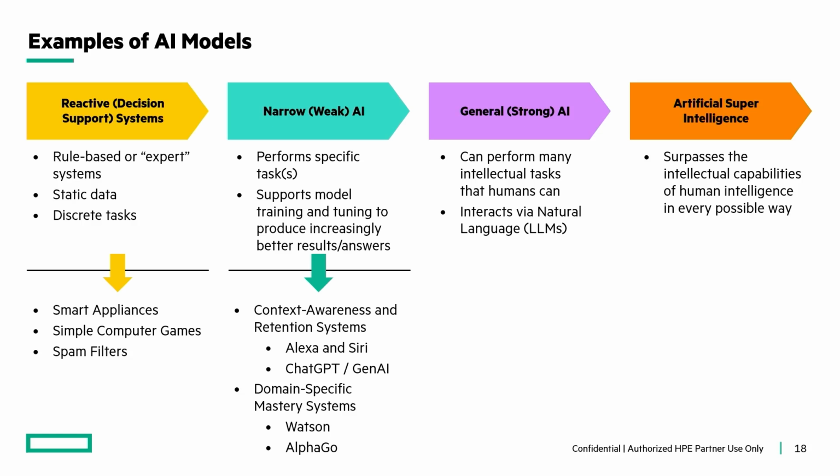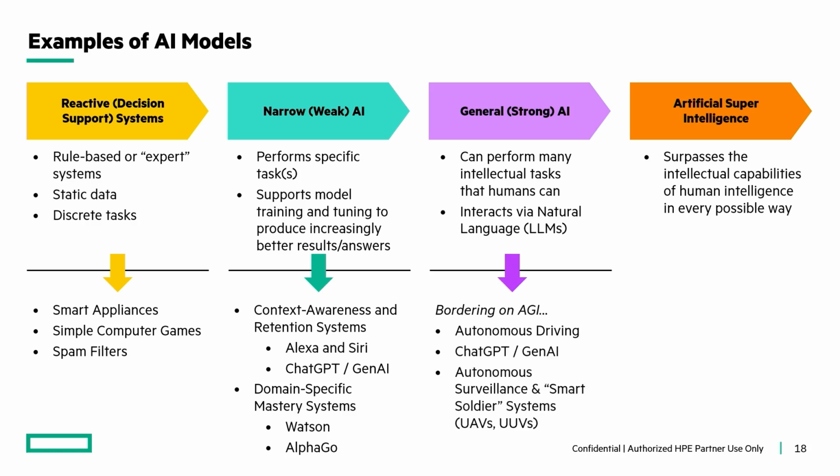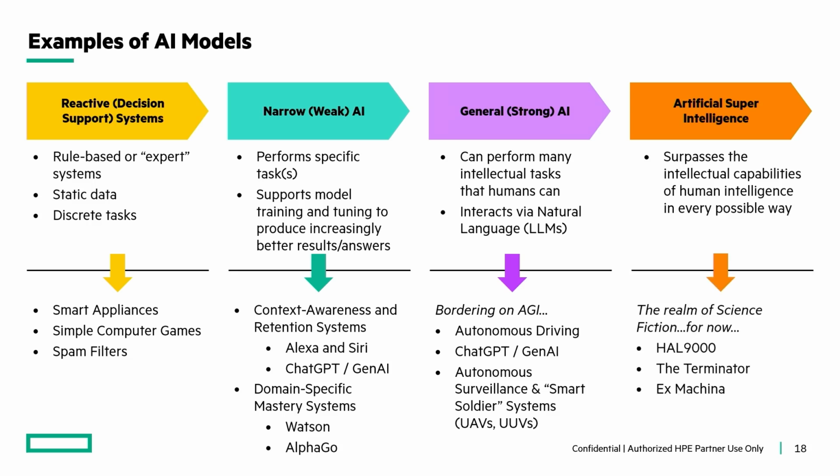And some domain-specific systems. IBM is here talking about Watson, AlphaGo. These are good systems, but they're very narrow in their focus. Stronger AI is autonomous driving, which is almost there, but still not quite. ChatGPT in its current incarnation with GPT-4 and beyond. Some of the autonomous UAV, UUV types of devices that I'm sure they've been talking about in some of the sessions here. And then superintelligence. Legal made me take out the picture of the Terminator that I had here, but you get the idea. HAL 9000, the Terminator, those kinds of things.